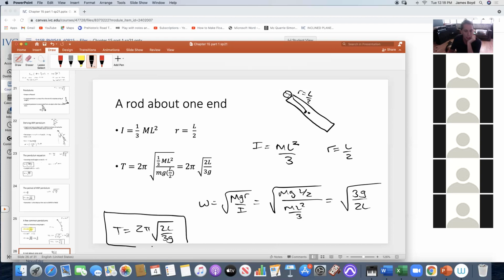Now, here's a quick conceptual question for you. For a simple pendulum, we have 2 pi root L over g. For a physical pendulum made of a rod, the number in the square root is 2 over 3. That means that the rod actually has a faster period.